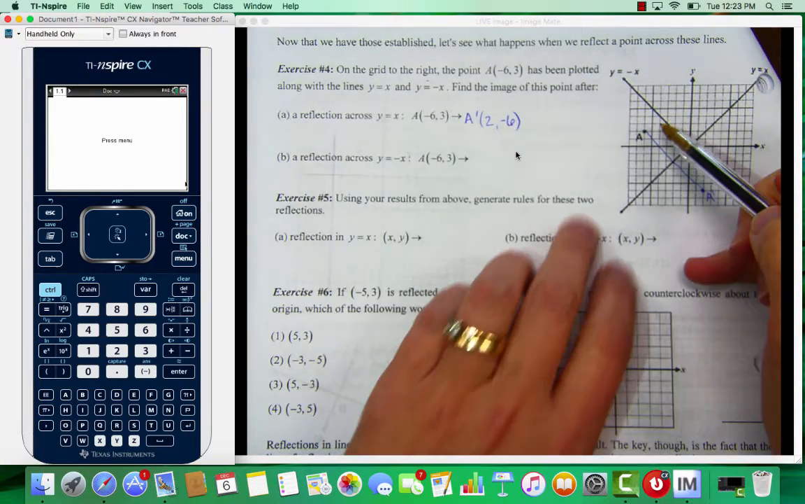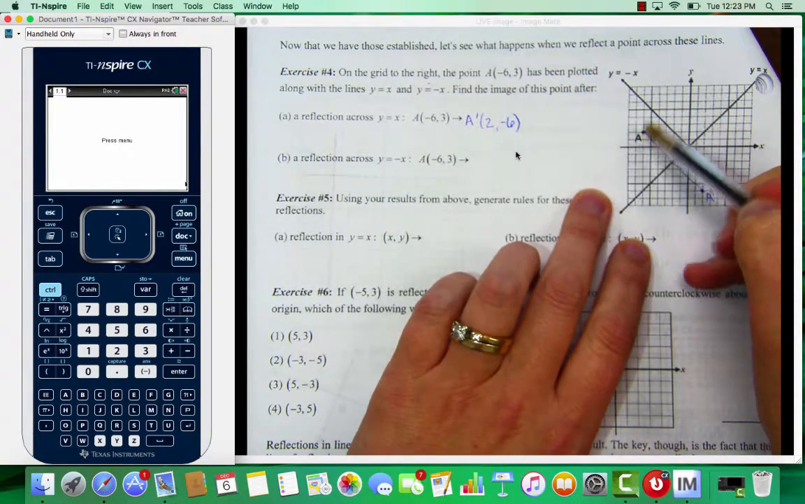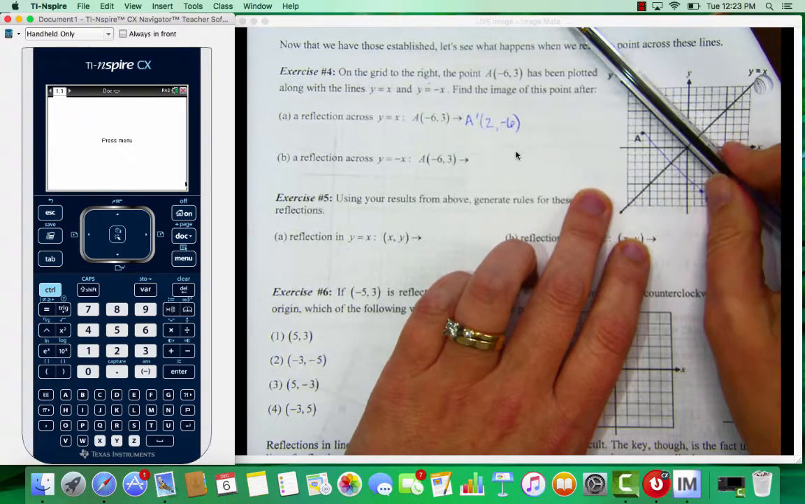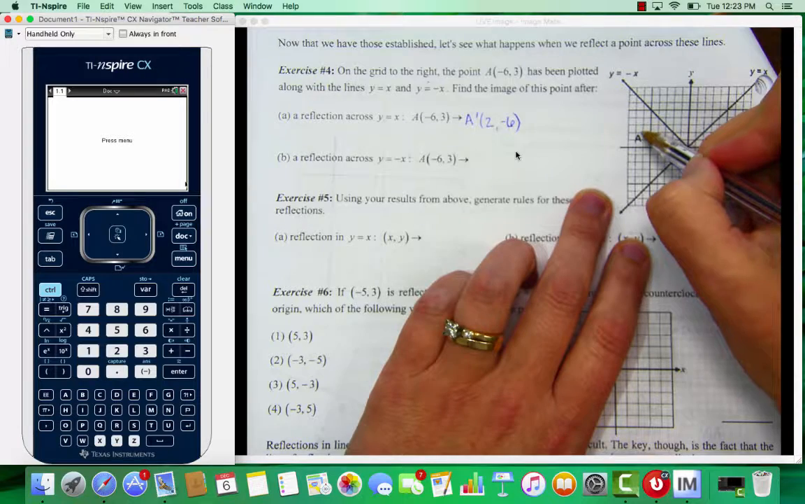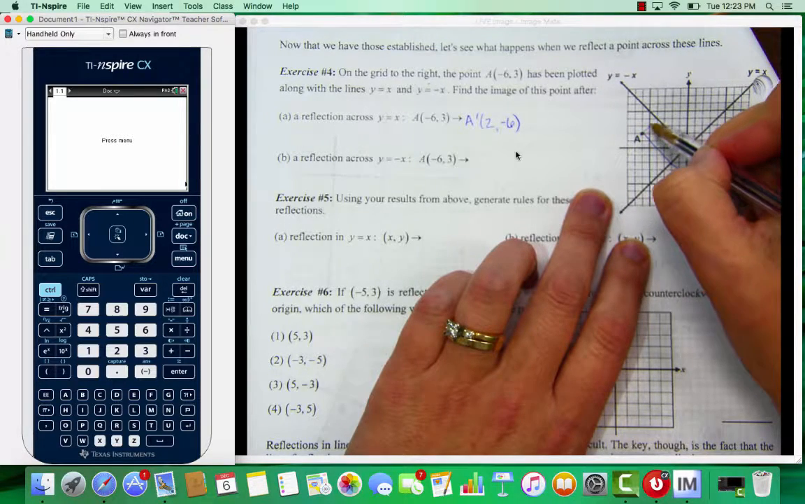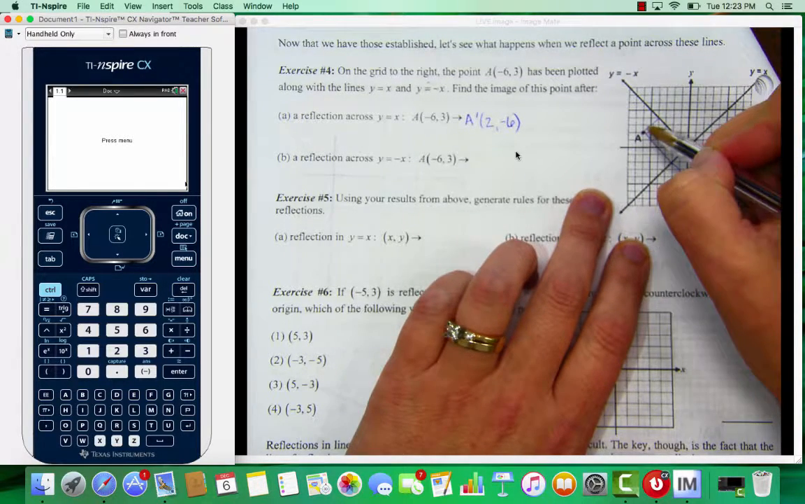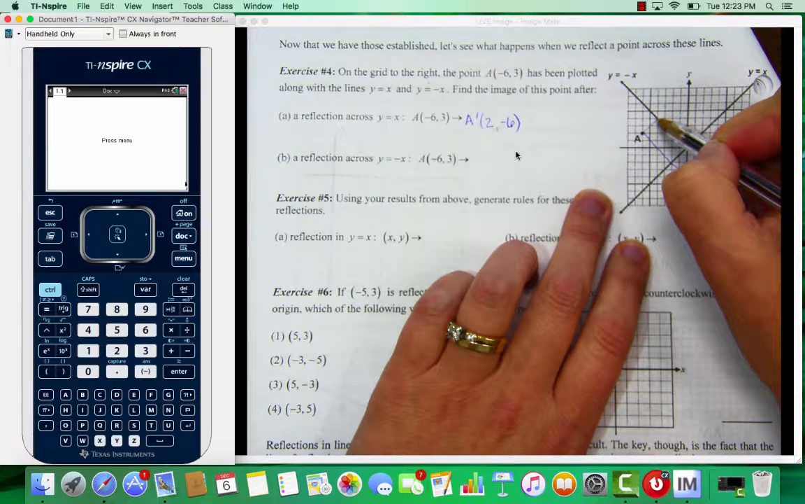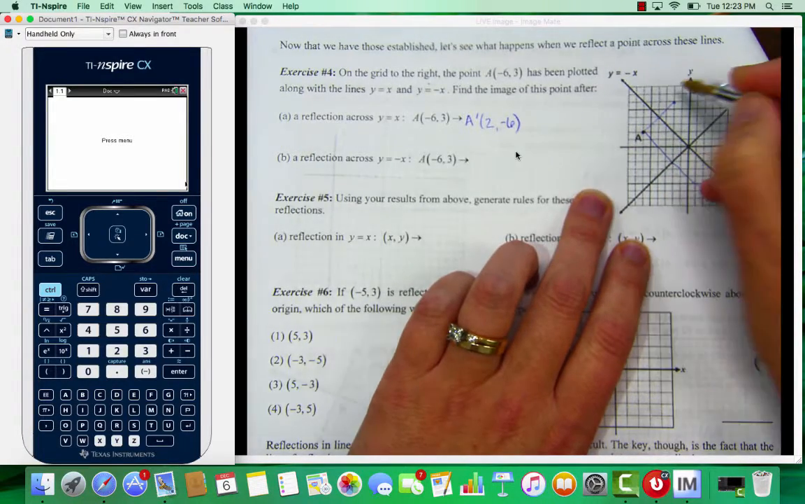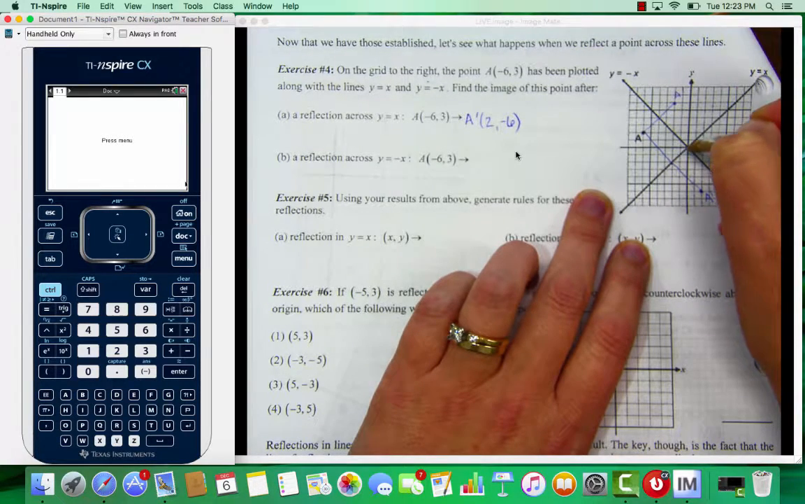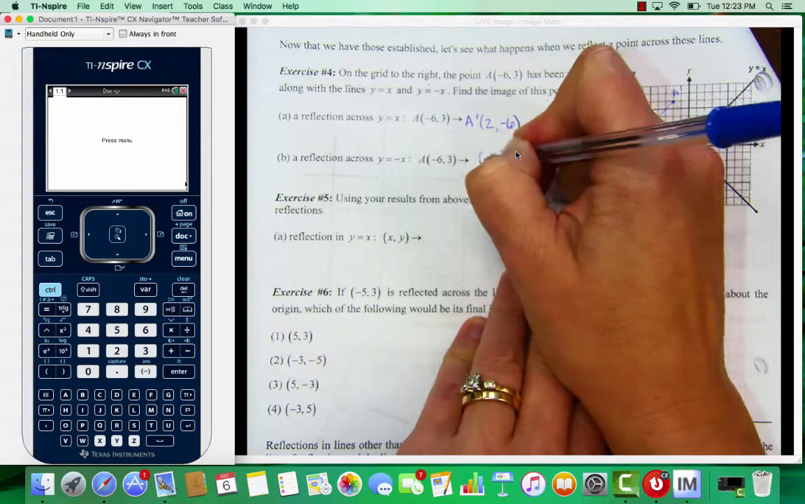Now if we reflect that same point over the line y equals negative x, we're reflecting it over this line. And again, what we want to do is travel perpendicular to that segment, so we're going to go right through the middle of those boxes, and it looks like we're going through the middle of 2 of those, and so we're going to go through the middle of 2 boxes on the other side to get our new A prime. And its coordinates are negative 2, positive 6.